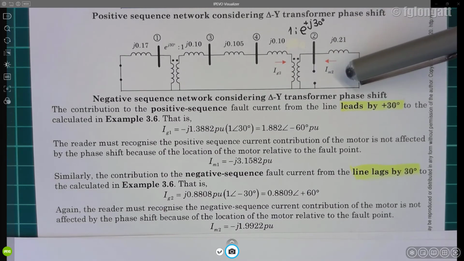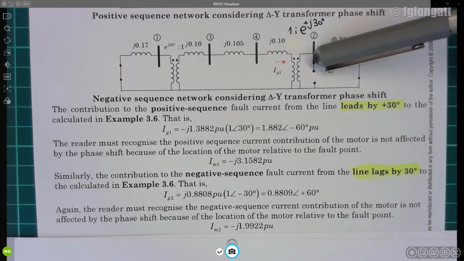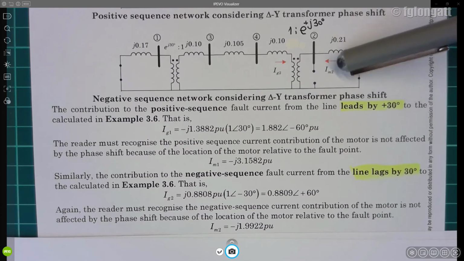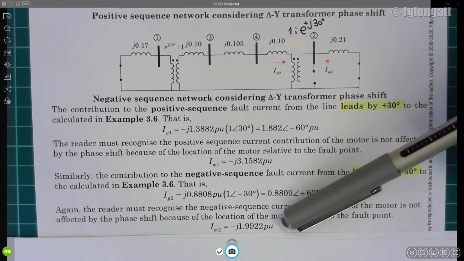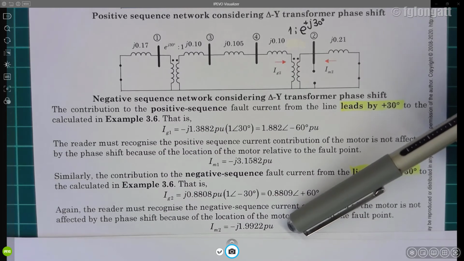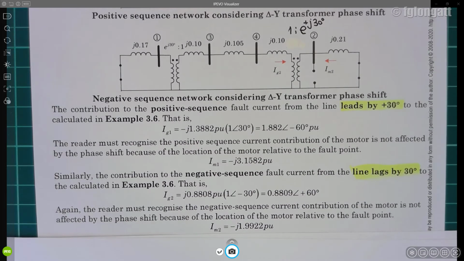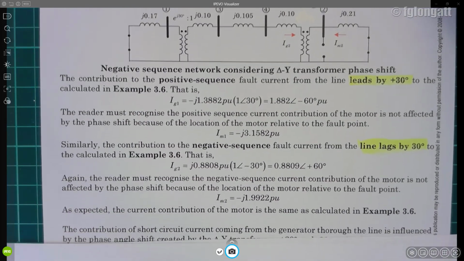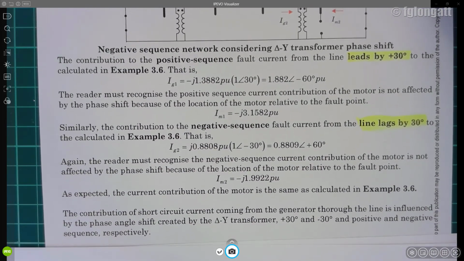And all my students must realize that in negative sequence, again, the contribution coming from this motor is not moving through any transformer. As a consequence, the result that we obtain from example 3.5 is still valid, minus j 1.99. Okay. Now let's keep moving.